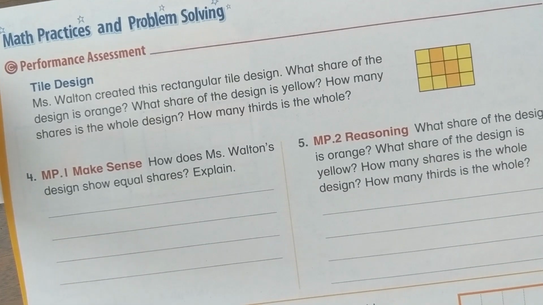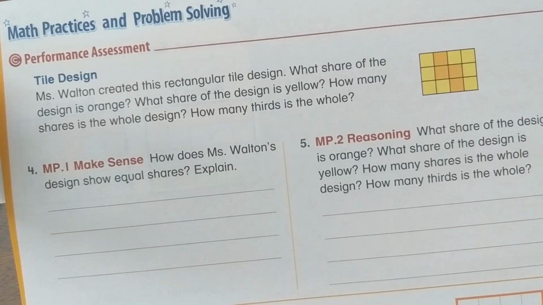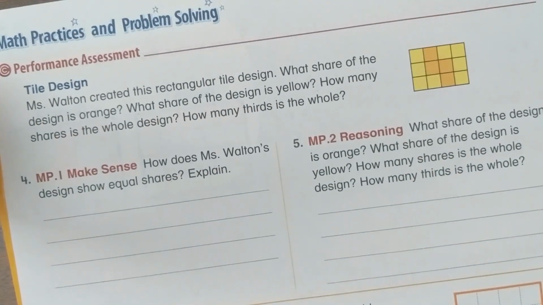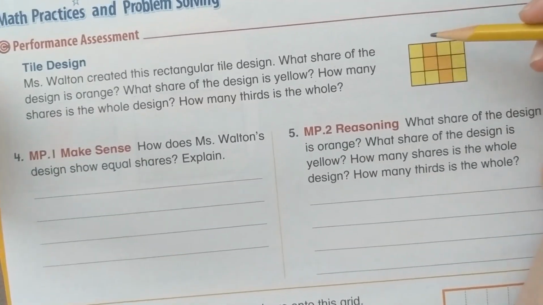Miss Walton created this rectangular tile design. What share of the design is orange? What share of the design is yellow? How many shares is the whole design? Okay, first of all, we're going to use this question and we're going to answer it here. How does Miss Walton's design show equal shares? How is this equal? How do we know that it is equal?